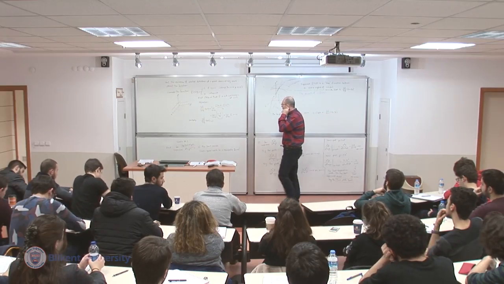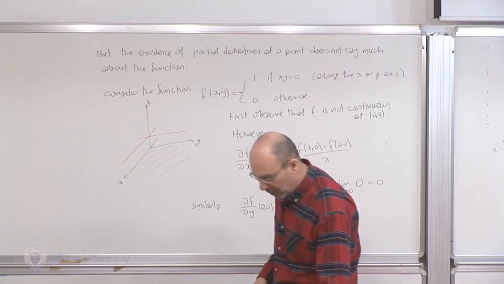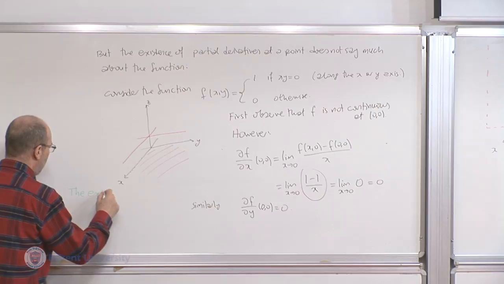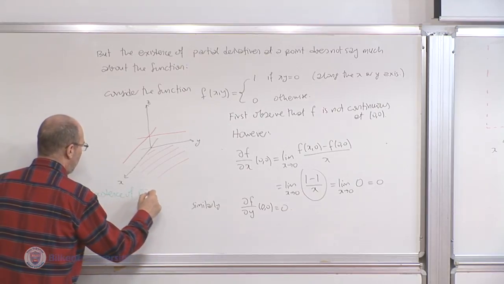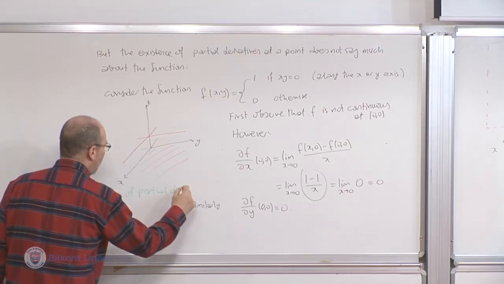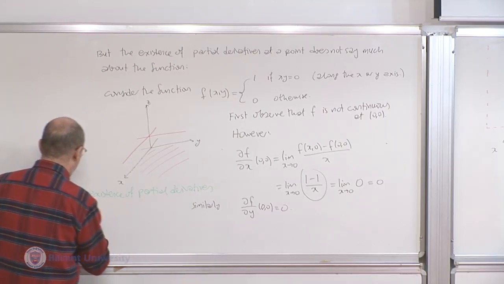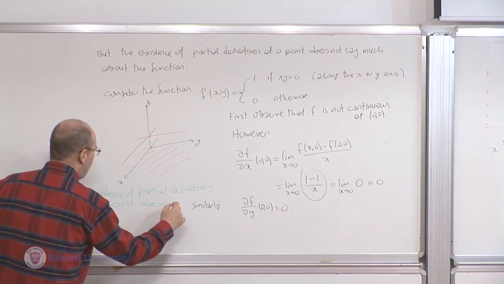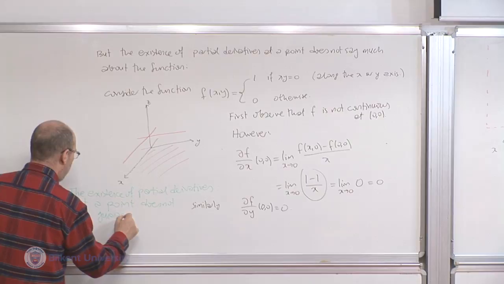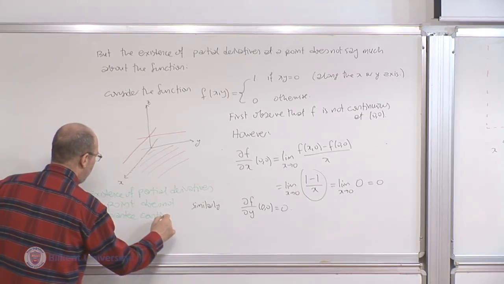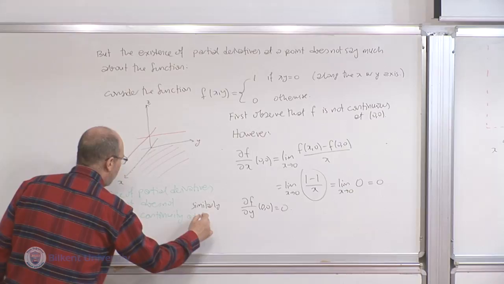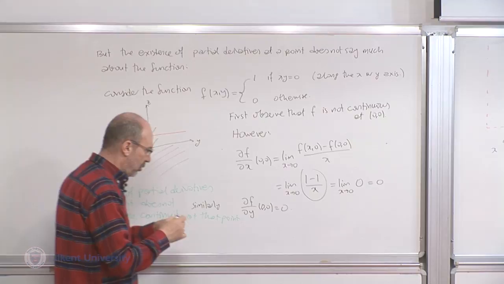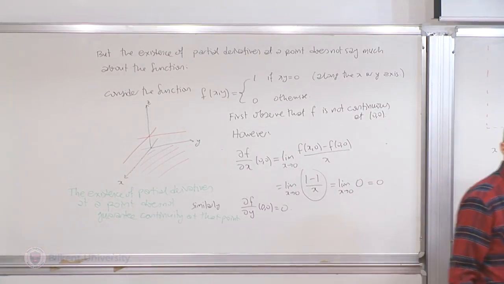Okay, so the existence of partial derivatives at a point does not guarantee continuity at that point. Okay, I do this slowly because the theory is going to be different here.